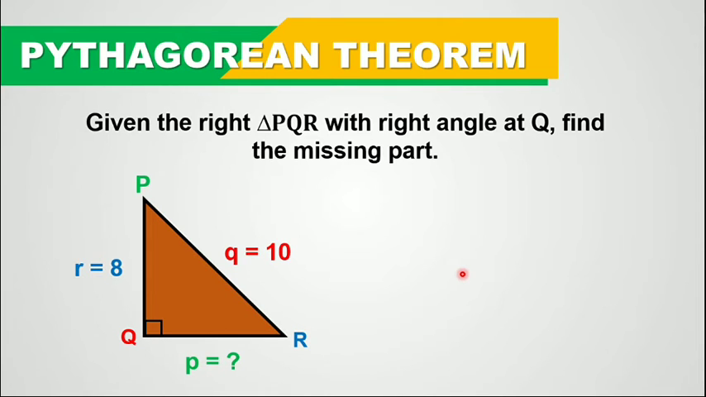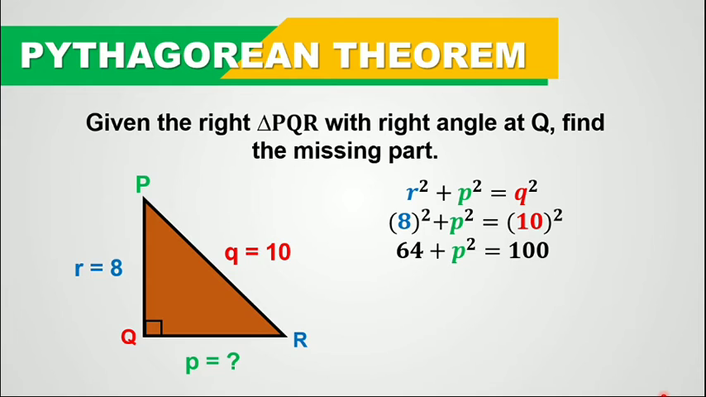So using the Pythagorean theorem, we have r squared plus p squared equals q squared. So r and p, these are the legs of this given right triangle, and q is the hypotenuse. So r is equal to 8 and p is still unknown, while q is known, so q is equal to 10. So 8 squared plus p squared equals 10 squared. 8 squared, that is simply equal to 64, plus p squared equals 10 squared equals 100.